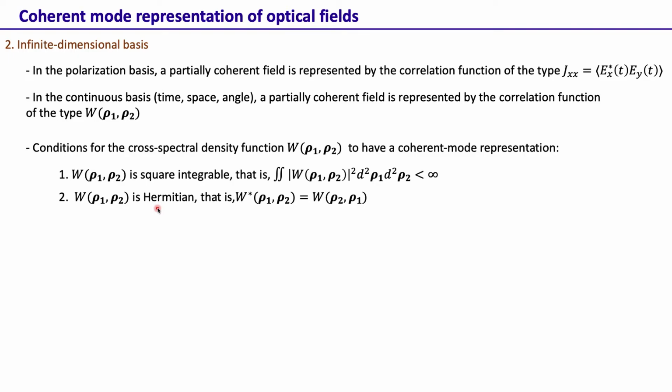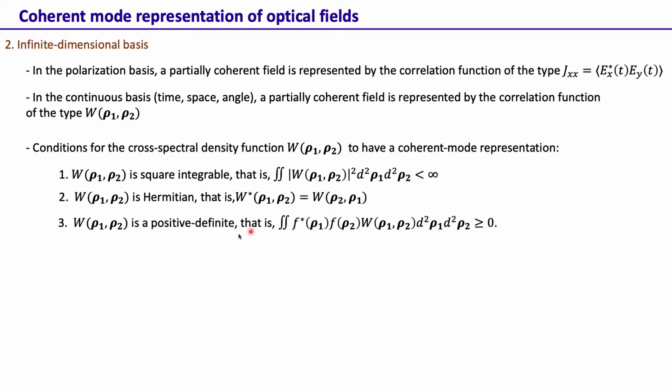The second condition is that the cross-spectral density function has to be Hermitian. Again, this is coming from the requirement that we are dealing with physical fields, and if it's a physical field, then of course the hermiticity condition is always needed. And the last is that W, the cross-spectral density function, has to be positive definite.